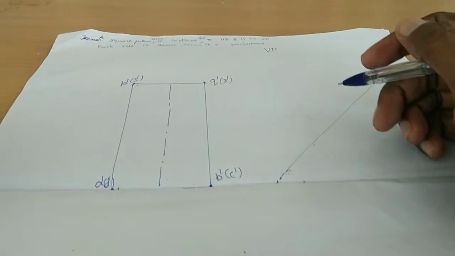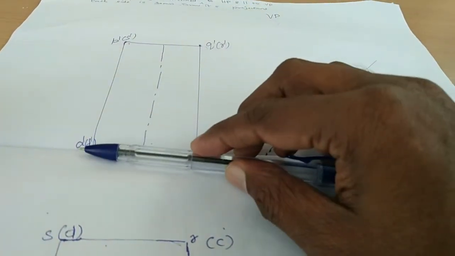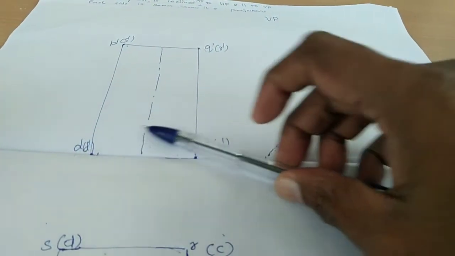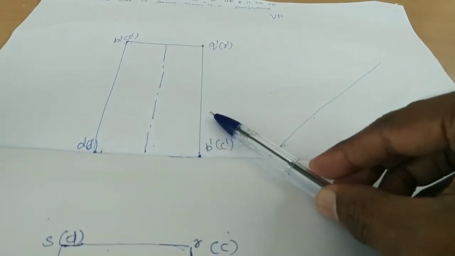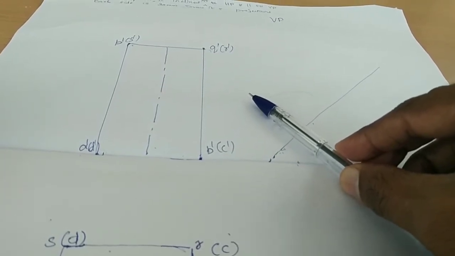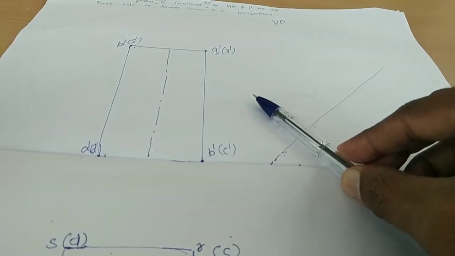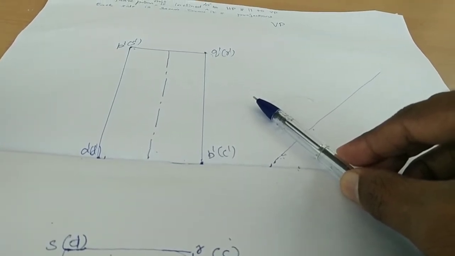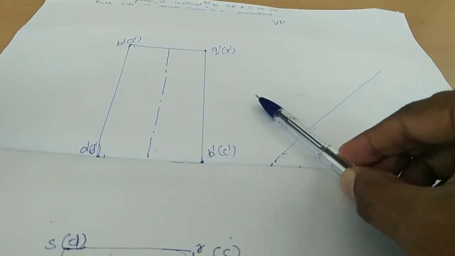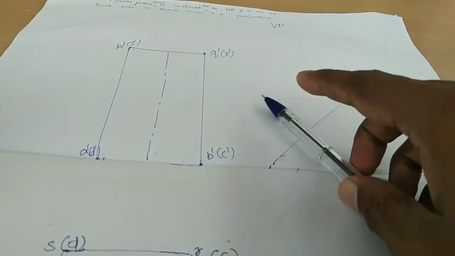You have to take an accurate measurement. Don't draw a rough sketch. This is the measurement, left side and right side, the base of the solid. This is the A dash and B dash measurement, and in between the gap there is an axis line. The base is perpendicular to the axis.